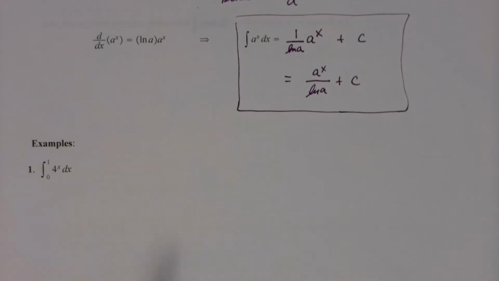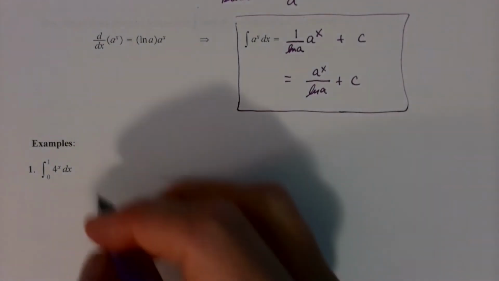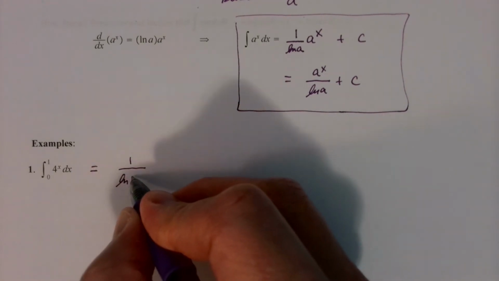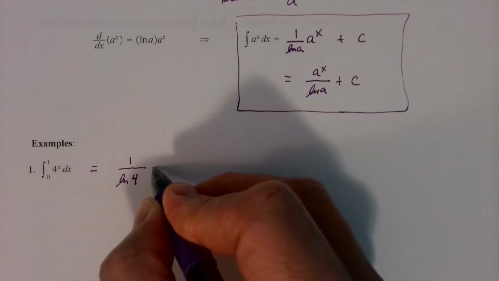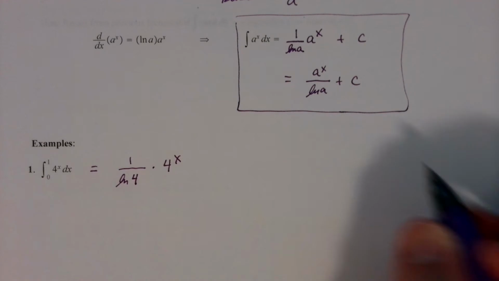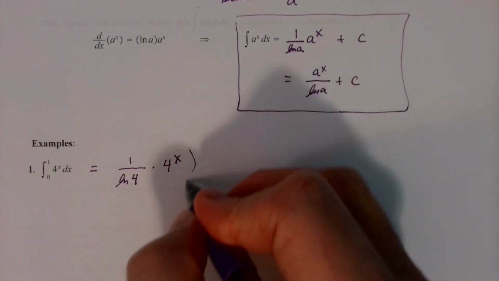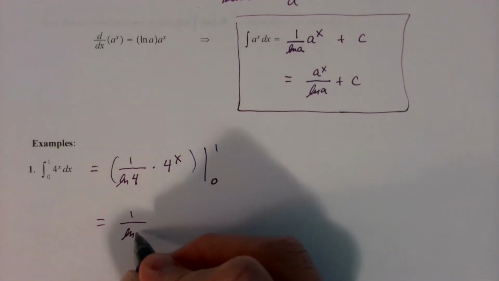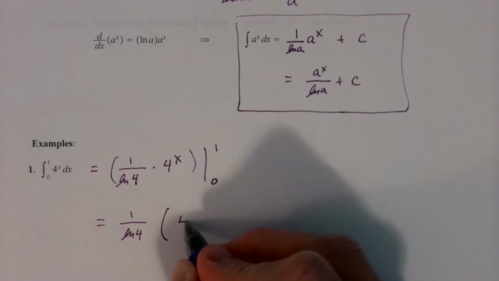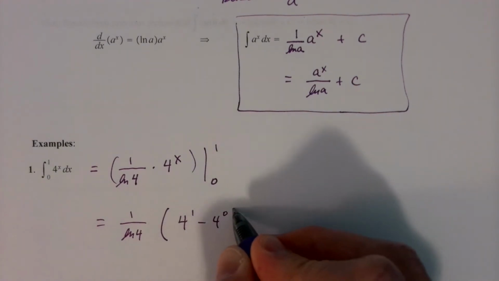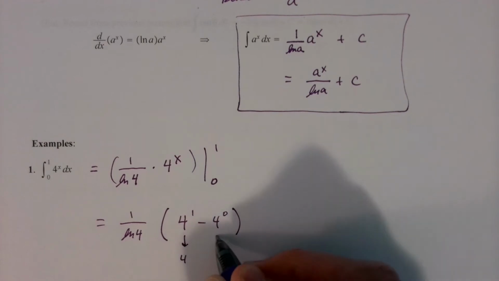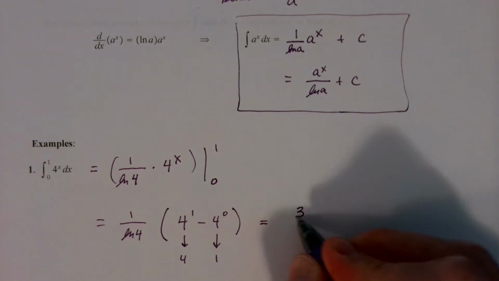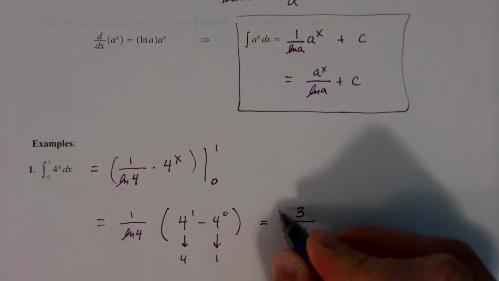So for example, let's evaluate this definite integral now. What's the antiderivative of 4 to the x? It is 1 divided by the natural log, a in this case is 4, times 4 to the x. Now I have to evaluate this thing at 1 and 0, so I've got 1 over the natural log of 4. Let me factor that out, and I'm left with 4 to the first power minus 4 to the 0 power. Of course, this is 4, and this is, of course, 1. I get 4 minus 1 is 3. 3 times 1 over the natural log of 4, or 3 divided by the natural log of 4.